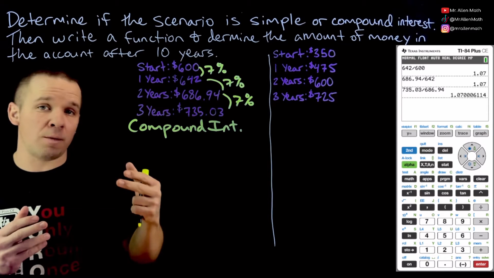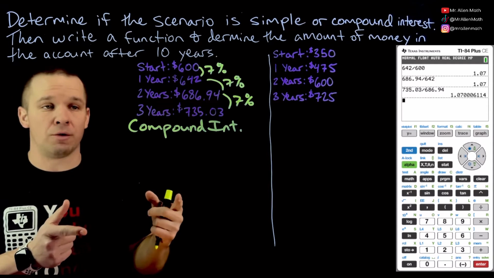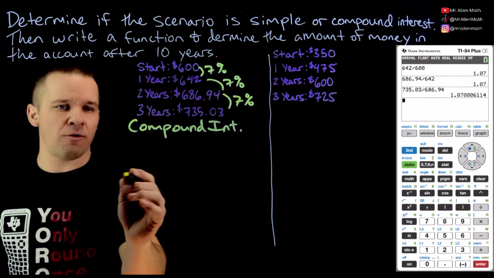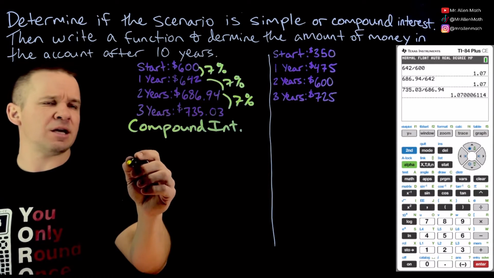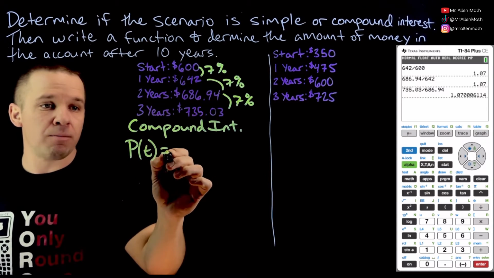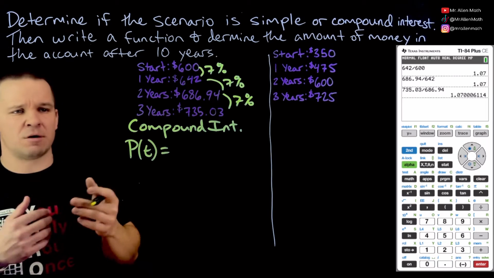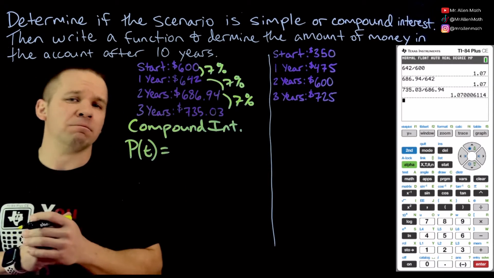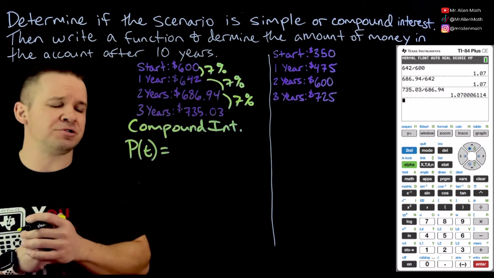If you notice, we have the 1.07. That's a 7% growth. If we were to backtrack a little bit and write it like one of the ones we've seen before, we usually use P of T for our money, our principal, or our amount of money that we have after a certain amount of time. Some will use A of T, whatever. Up to you. Do what your teacher's having you do.